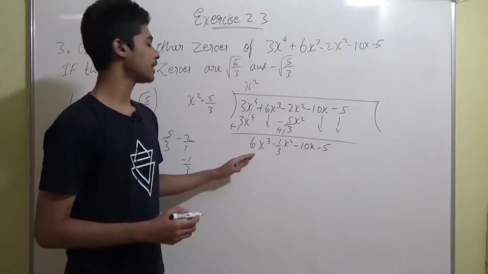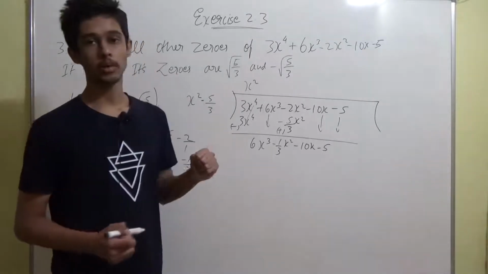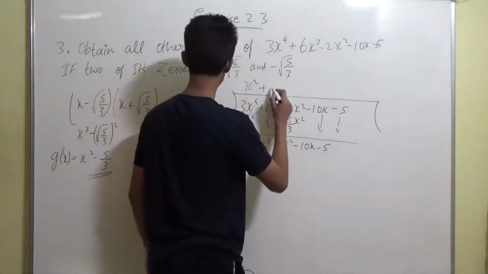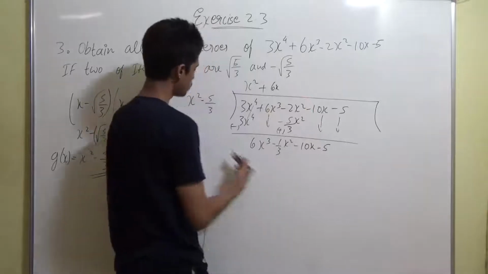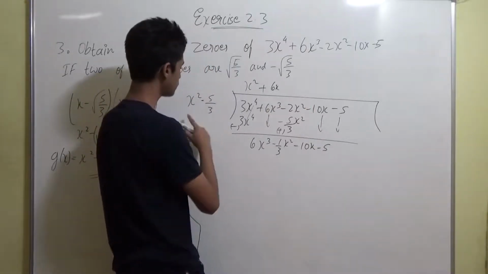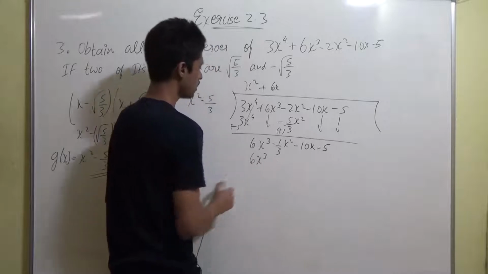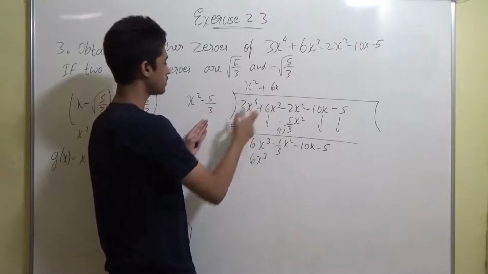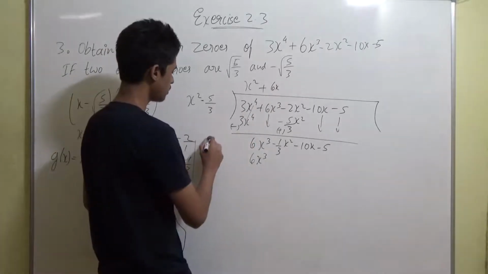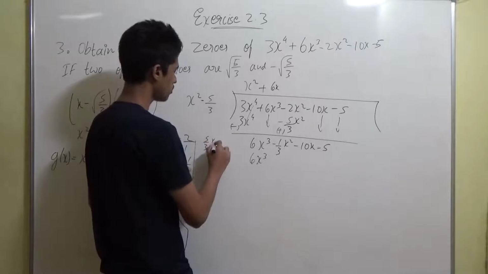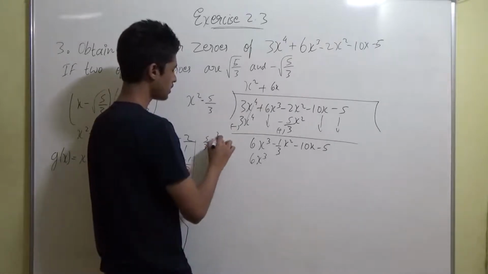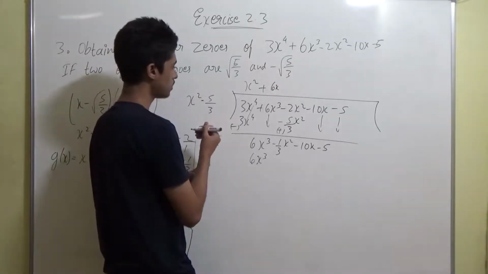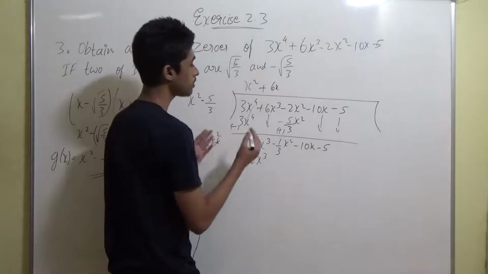Now we have to get 6x^3. Here it is x^2, so we are going to multiply it with 6x, so that we get 6x^3. So it is plus 6x, and it becomes 6x^3. Now when you multiply the second term with the second term of the quotient, the 3 is going to get cancelled with the 6, and it's going to become 10x. It's going to become minus 10x.